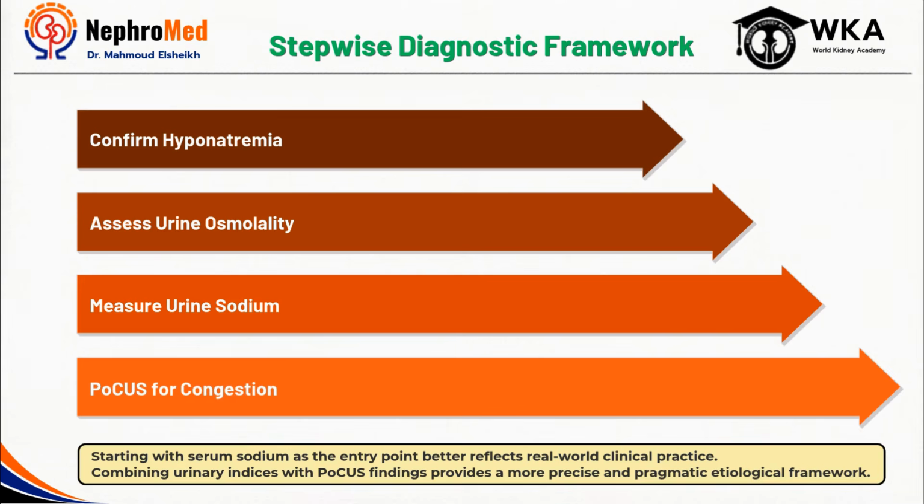The next step is assessing urine osmolality. This tells us whether the kidneys are appropriately suppressing ADH and excreting free water, or whether ADH activity is still present. After that, we measure urinary sodium. This helps us understand whether the kidneys are conserving sodium appropriately, or whether there is renal sodium wasting or SIADH-type physiology. And then increasingly, we integrate POCUS assessment for congestion and hemodynamic measurement, because combining lab data and real-time bedside physiological assessment often gives a much more accurate picture of effective circulating volume.